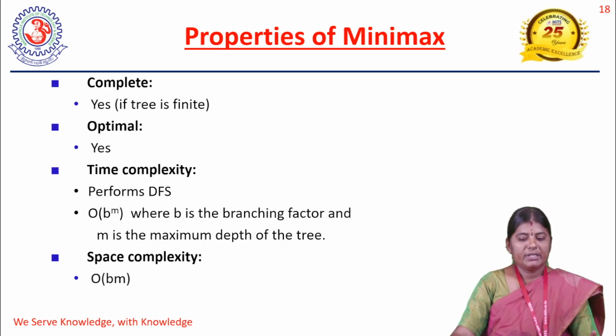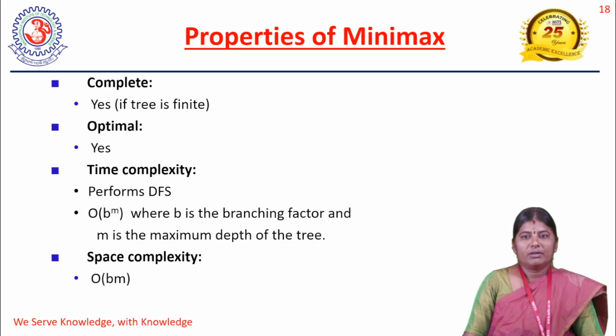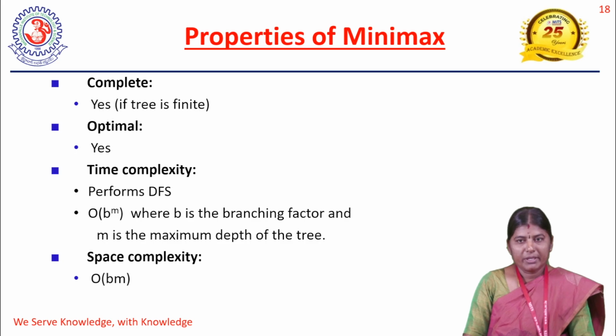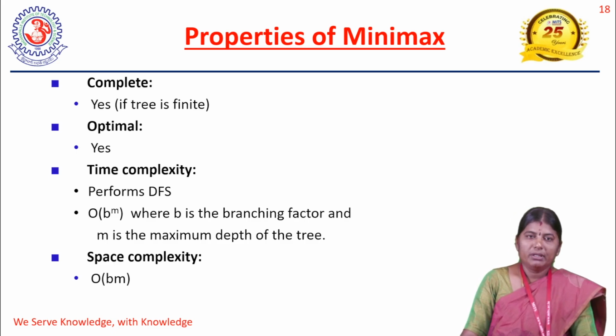Next, properties of the Minimax algorithm. The Minimax algorithm is complete. It is complete if the tree is finite or if solutions can be found. Yes, the Minimax algorithm is complete. The tree is finite since it is deterministic, so a finite solution can be found, and it is said to be complete. Optimal. Yes, it is optimal. Both players play optimally.